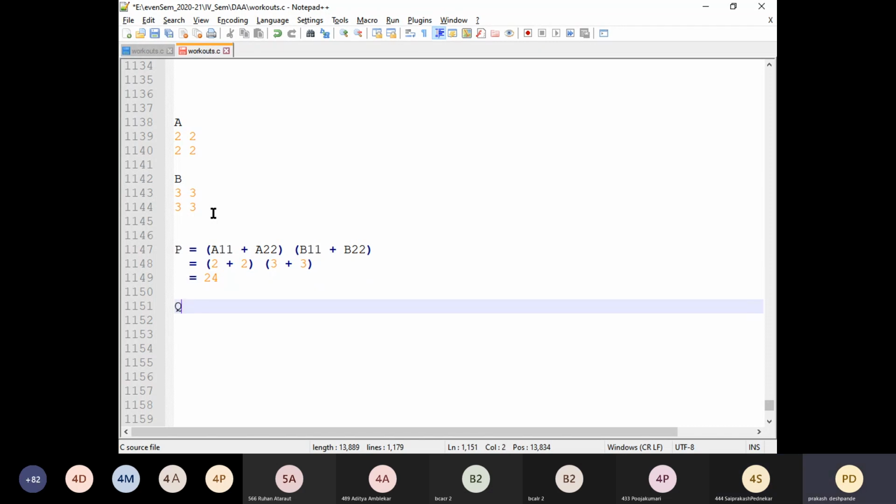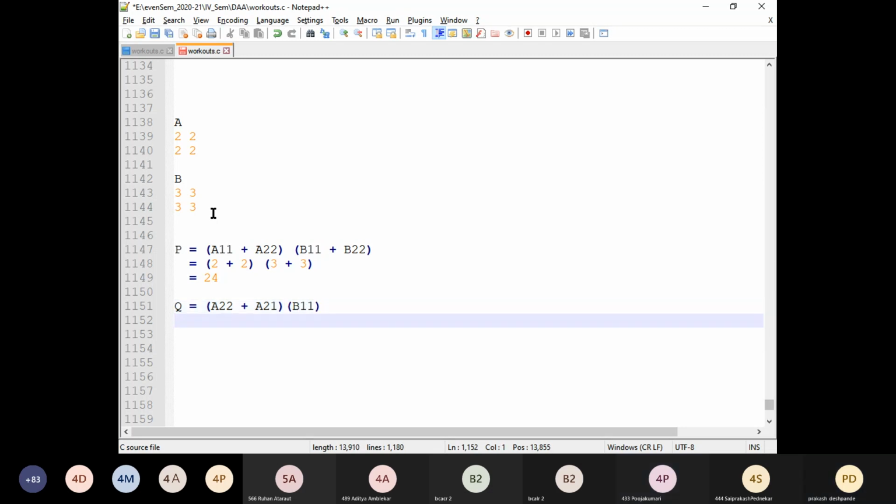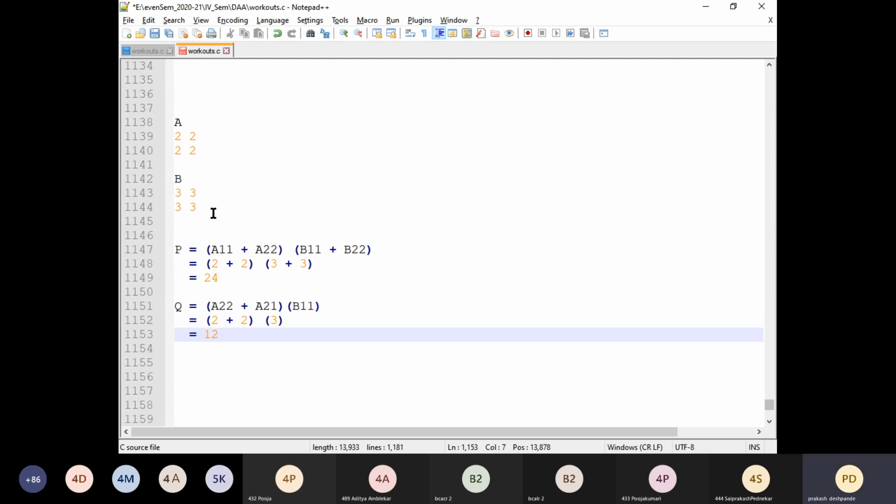Then what about the next formula? Q is equal to A21 plus A22, multiplied by B11. Again here A21 is 2 and A22 is 2, so 2 plus 2, then multiplied by 3. How much do we get here? 12.